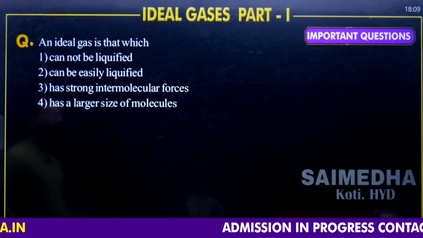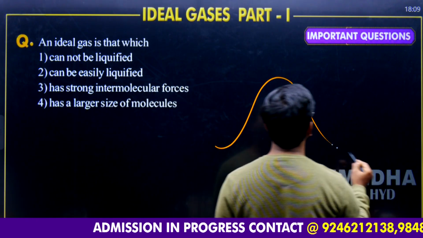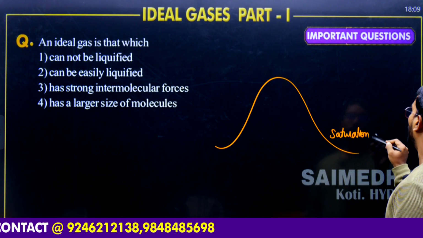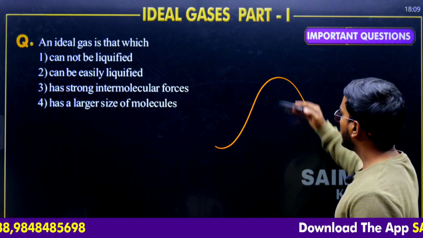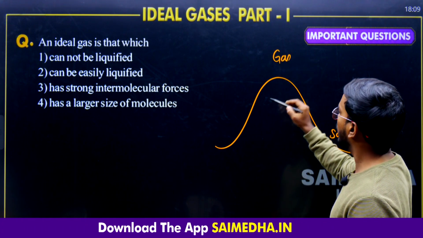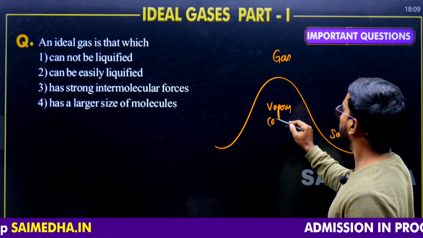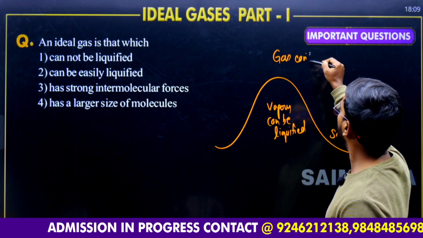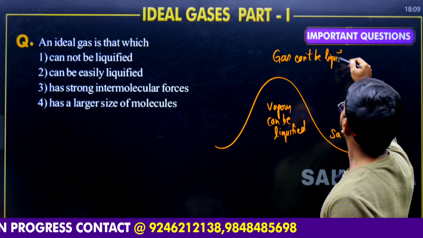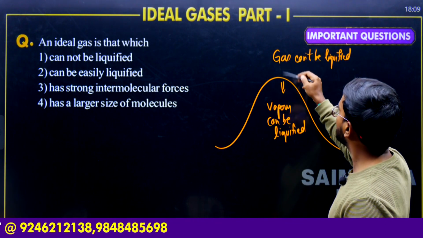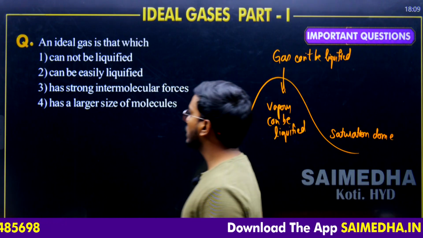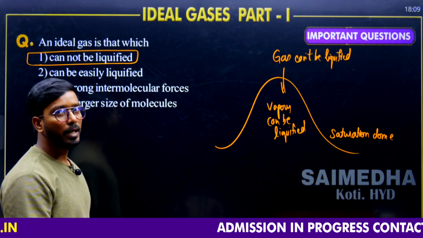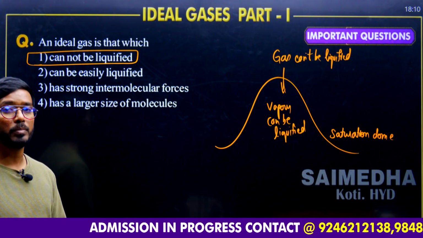Moving on to the next question, ideal gas. You should know about this, it is called the saturation dome, the saturation curve. Anything above it is called what? Gas. Anything below it is vapor. Vapor can be liquefied, whereas gas cannot be liquefied until it is inside the saturation curve. So what is the ideal gas now? Ideal gas is something which cannot be liquefied. That is the difference between a gas and a vapor.